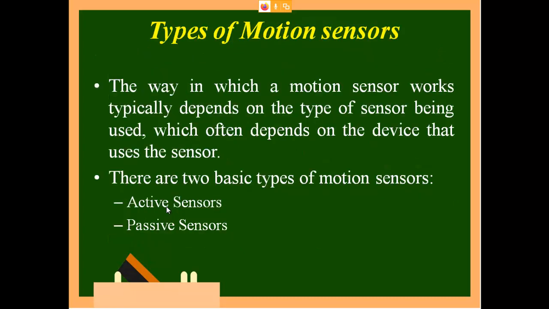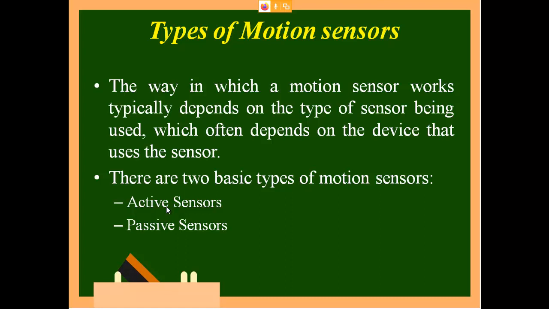Okay, then comes the types. Similar to all sensors, here also we have active sensors and passive sensors. So there is an active motion sensor and a passive motion sensor. When you call something passive, it does not have any source of its own. Active means the sensor itself has a source; it sends that source out and tries to detect whether there is any motion.